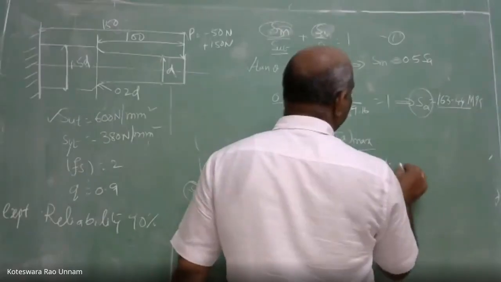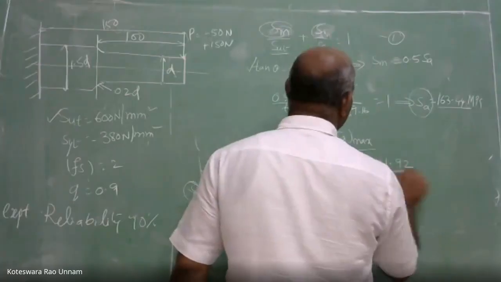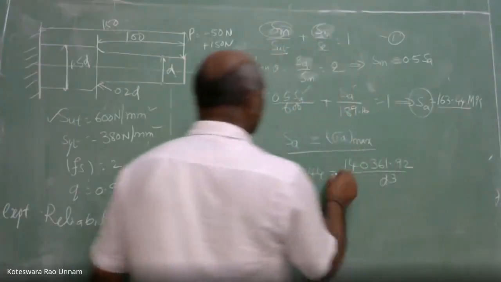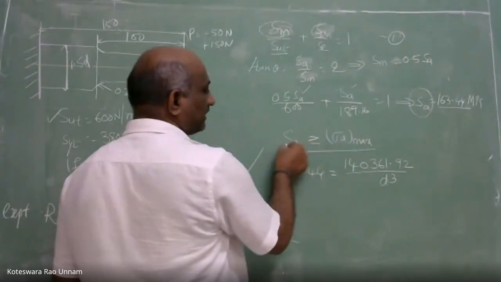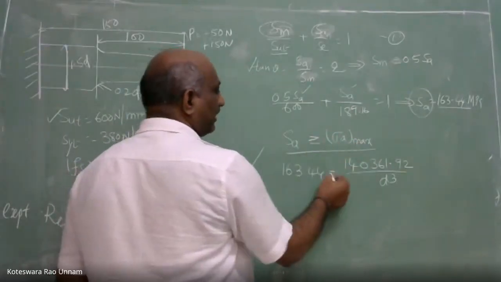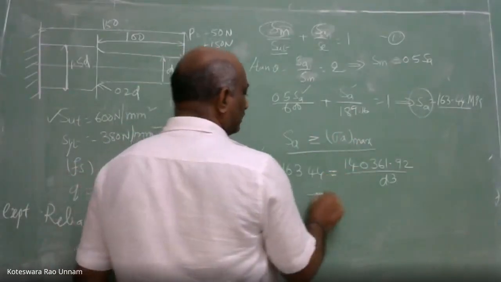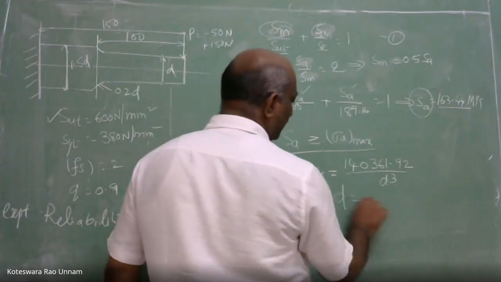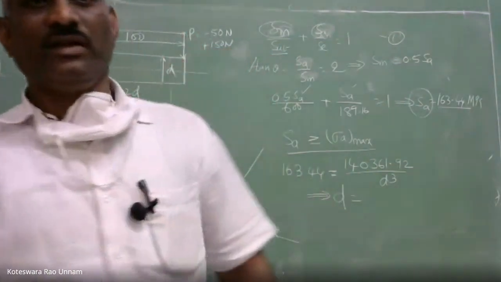361.92 divided by D cube. So in the limiting condition, I am saying that SA should be greater than or equal to sigma A, and the limiting condition I will take it as equal to. So now we solve this. From this you tell me what is the value of D you are getting now.